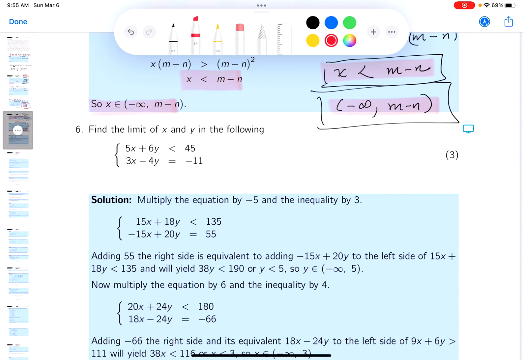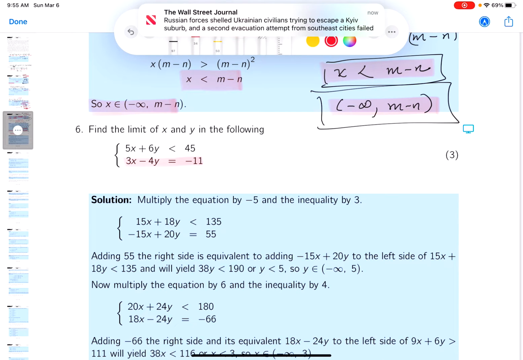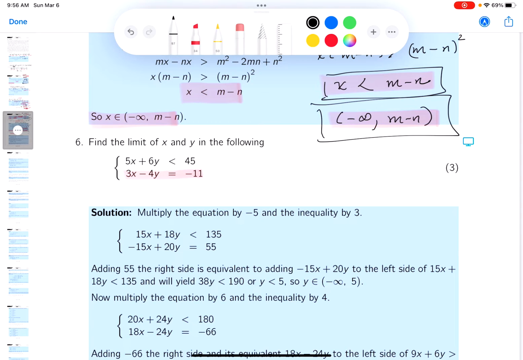Okay, what I'm going to do is use this equation here to eliminate something from the first equation. So, looking at it, what I'm going to do is multiply. Let me write this down for you. I'm going to say multiply the first equation by 3 and the second equation by -5.